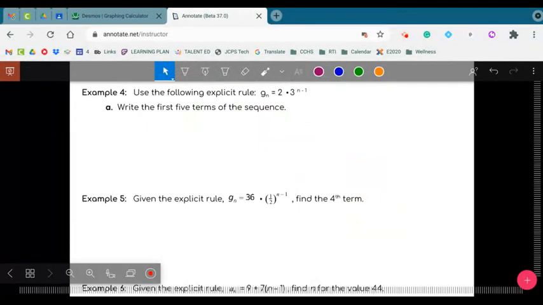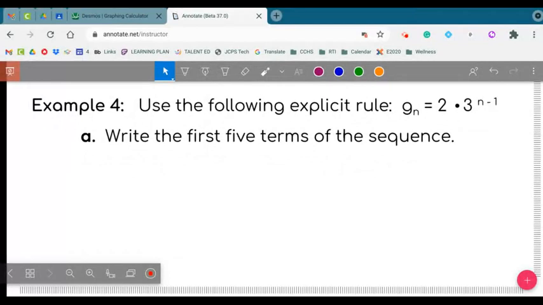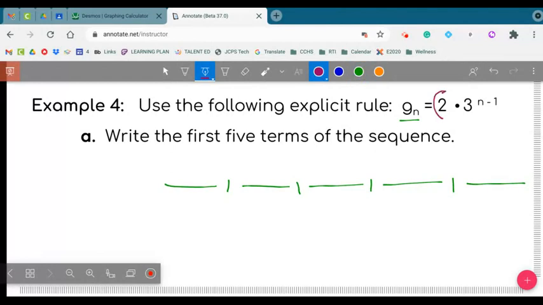Okay, next one. It says use the following explicit rule to write the first 4 terms of the sequence. So first 5 terms. Draw 5 lines. Okay, this is a geometric rule, so I know I'm going to be multiplying. So my first term is 2, because remember our first number is the first term. And then this 3 is what I'm multiplying by each time. So multiplying by 3. So 2 times 3 is 6.